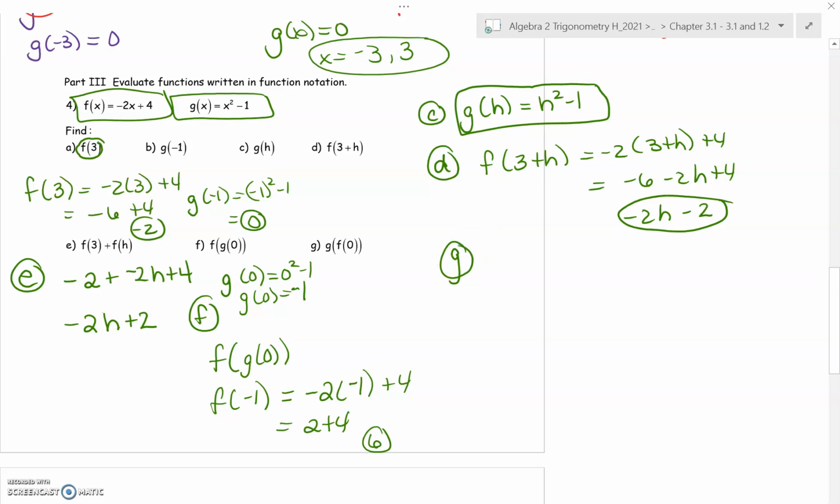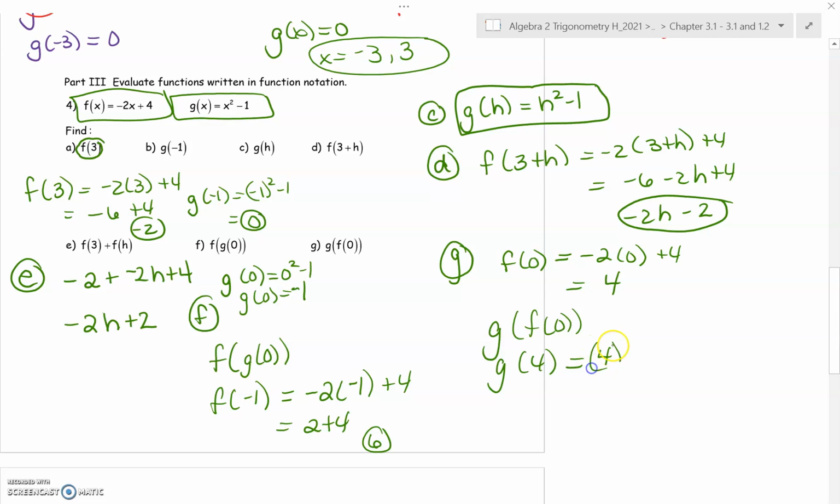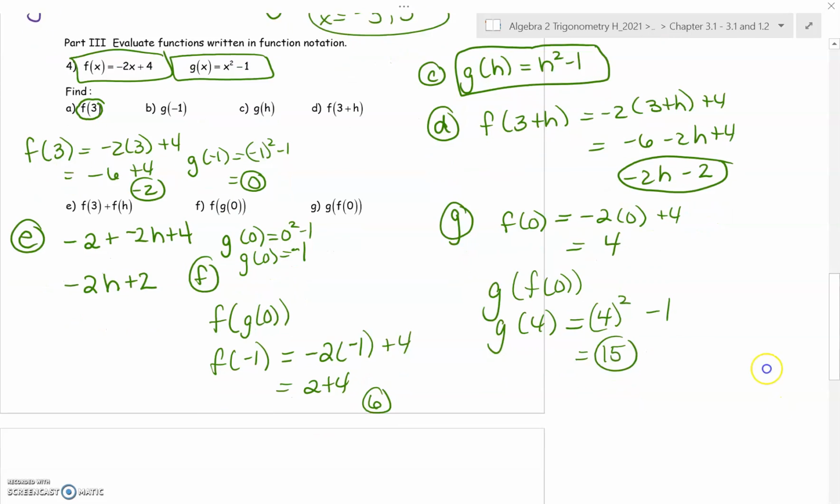Okay, so for this one, I wanted g of f of 0. So it would help if we knew what f of 0 is. So everywhere I see an x in f of x, I'm going to replace that with 0. And I get 4. So if I wanted g of f of 0, I can replace f of 0 with 4. So here we go. I take my x squared minus 1, and instead of x, I'll put a 4 in there, and I get 15.